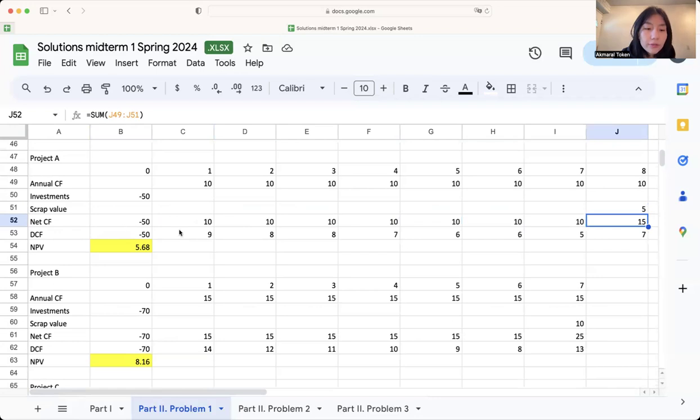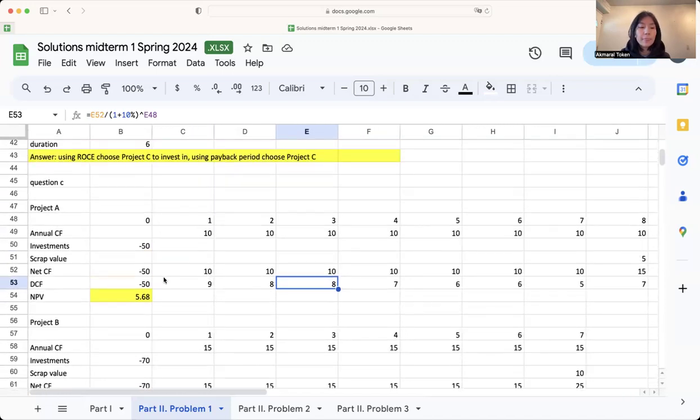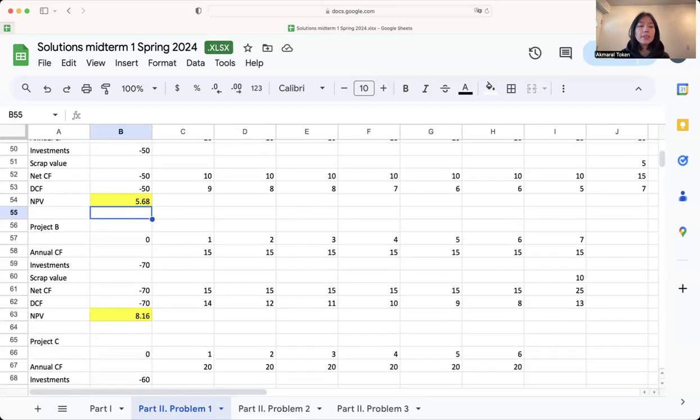For discounted cash flow, you have to discount every cash flow by the proper discount period. So for the first year, we discount 10 divided by 1.1 to the power of 1, then 10 divided by 1.1 to the power of 2, and similarly for years 3, 4, 5, 6, 7, and 8. NPV is the sum of discounted cash flows, which is 5.68 in this case.